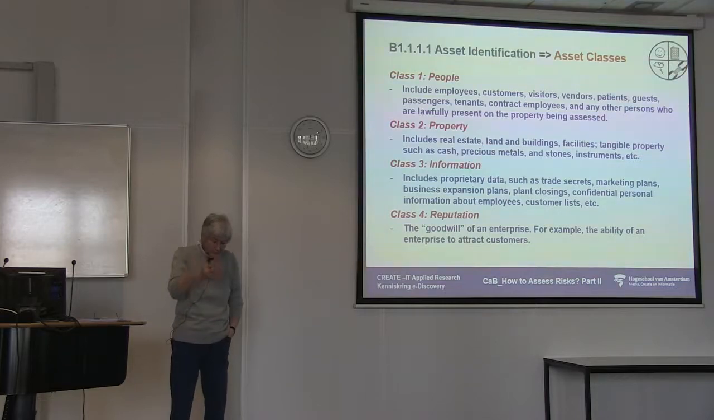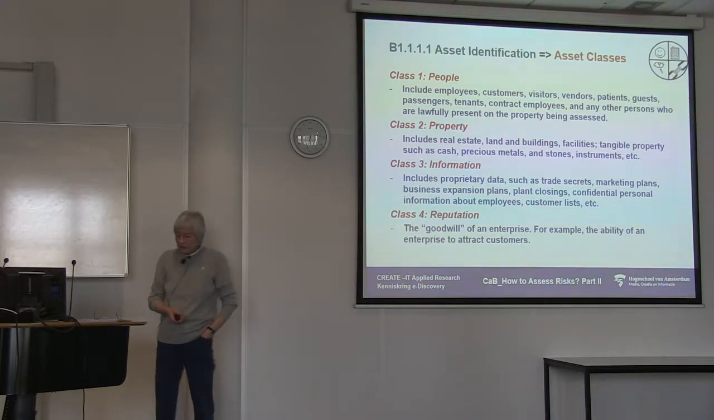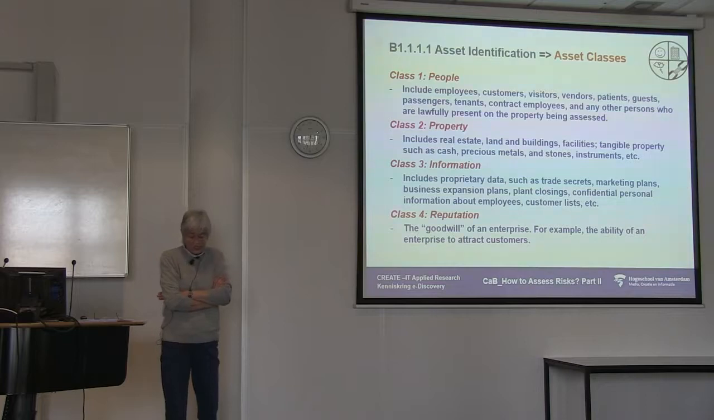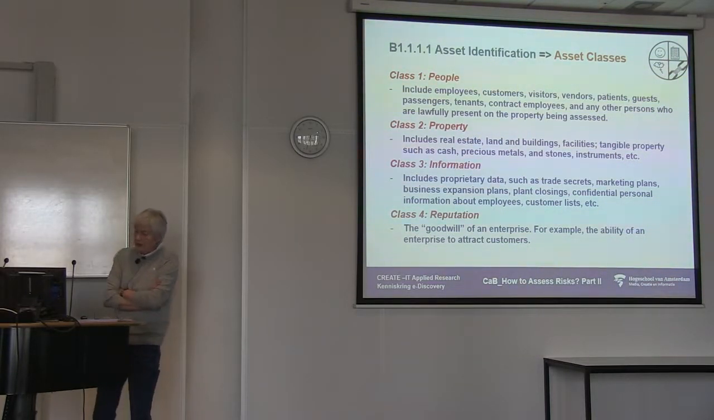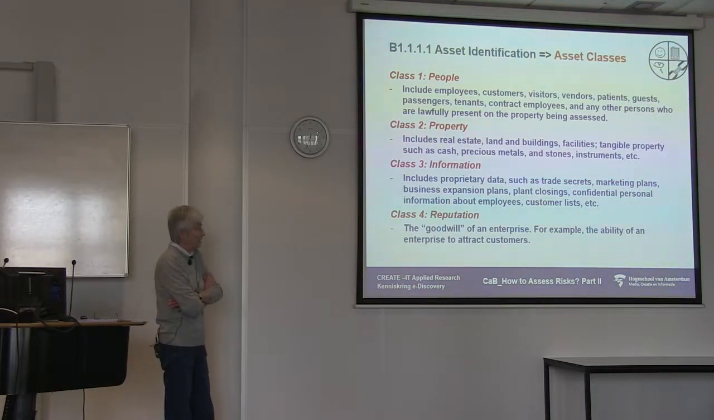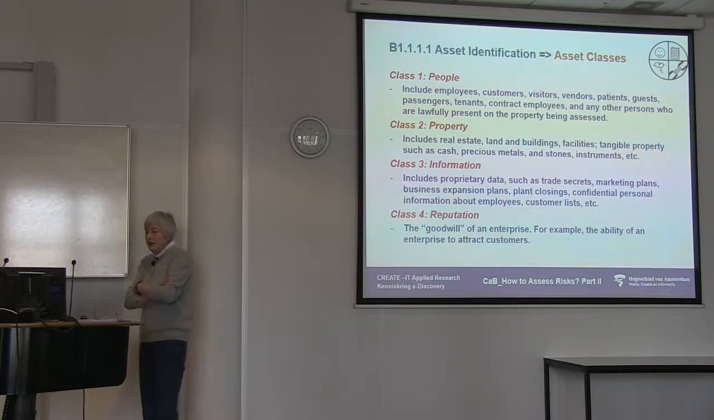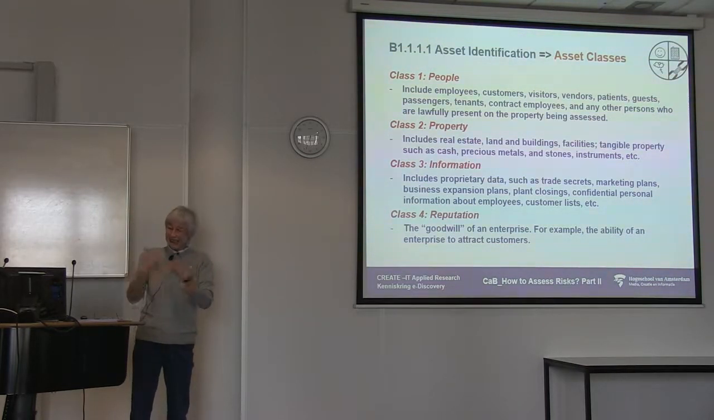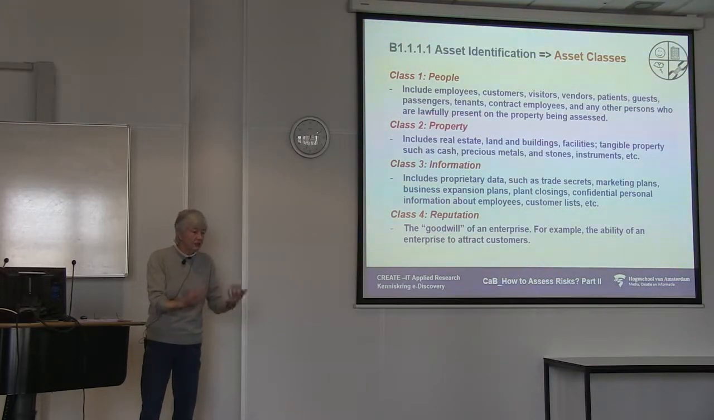What do you have to put from your asset list onto your specific class? Well, there are some general examples here on the slide. If you talk about class one, the people class, you can have your employees in it, you can have your customers in it, your vendors, your patients, your guests, your passengers, your tenants, maybe you have contract employees. Every other person or group of persons that can be present in your organization lawfully. So the owner has granted permission to be in that organization. That's class one, people.